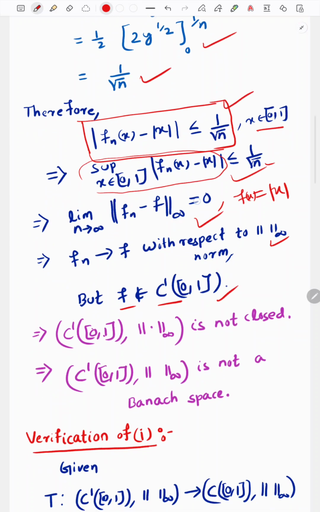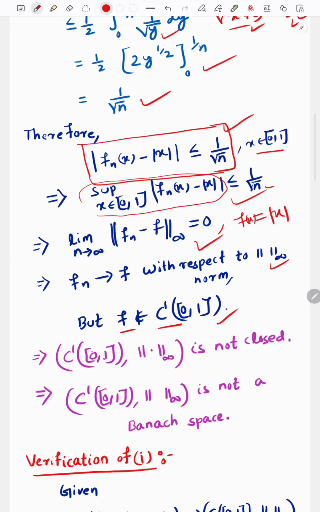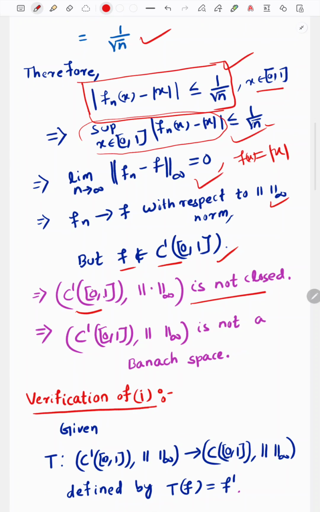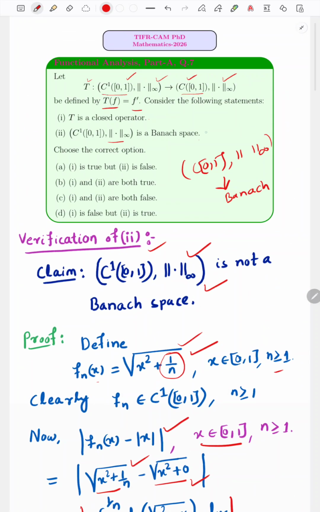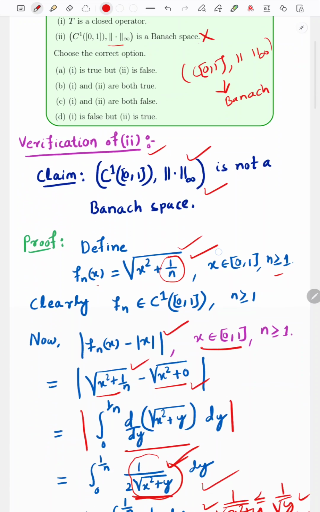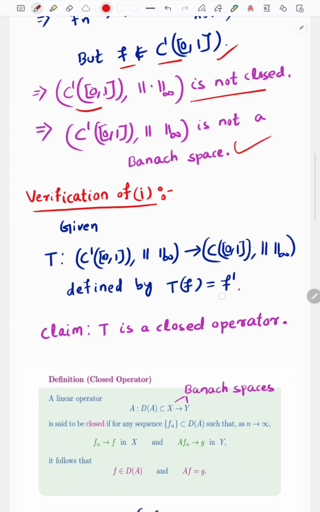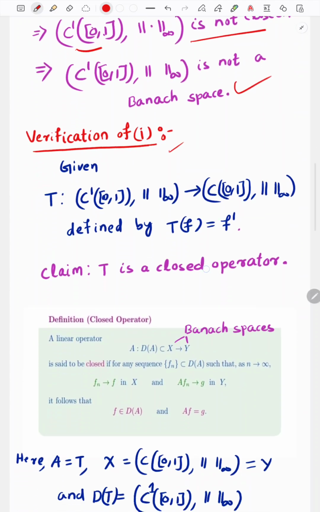So we created a sequence in this space, but its limit point does not lie in this space, therefore this space is not closed. This implies it cannot be a Banach space. So therefore option 1 and option 2 are false. Okay, now let us move to verify option 1.